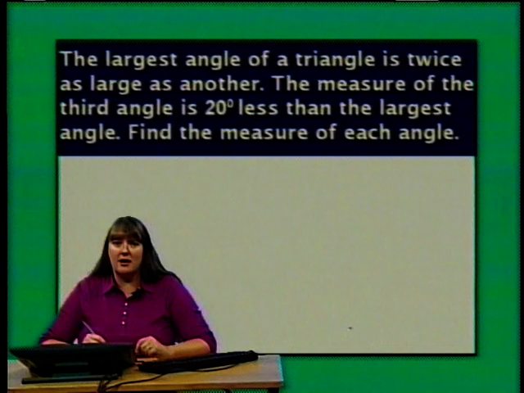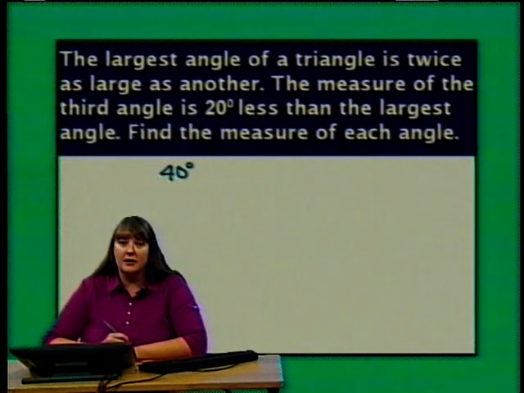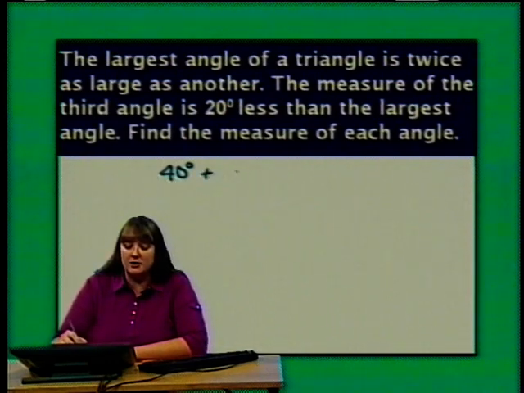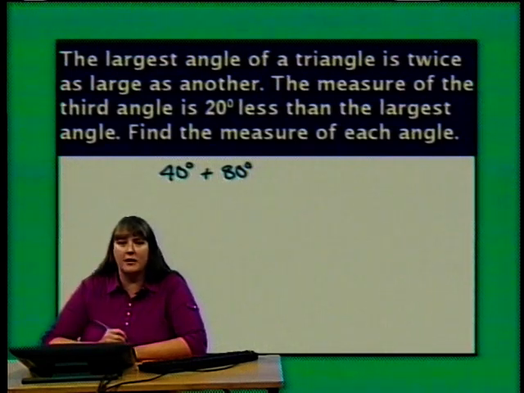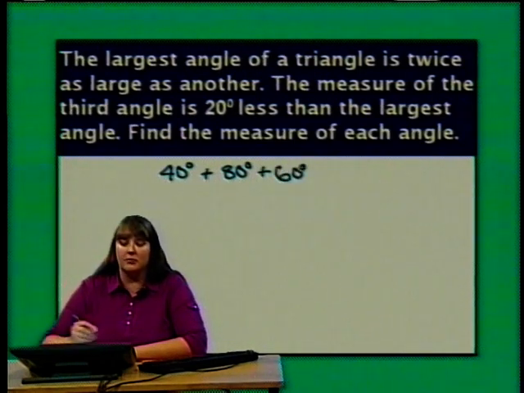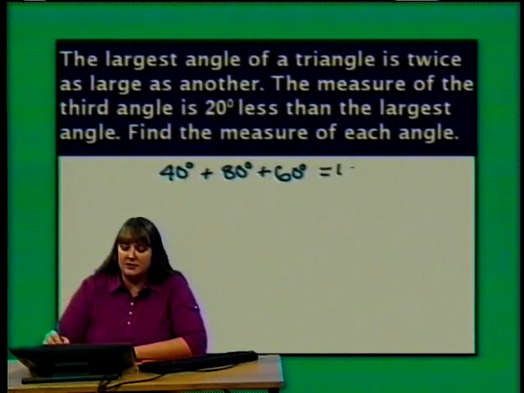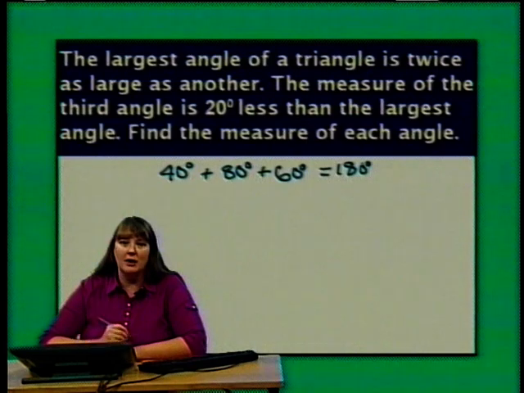I want to check this in the context of the problem and make sure that this actually does make sense. So if my smallest angle is 40 degrees, the largest angle is twice that. The largest angle would be 80 degrees. And the third angle is 20 degrees less than the largest angle. So the third angle would be 60 degrees. If I add these up, 40 and 60 is 100, plus 80 is 180. This is precisely what I wanted. The sum of the measures of the angles adds up to 180 degrees. So this triangle makes sense.